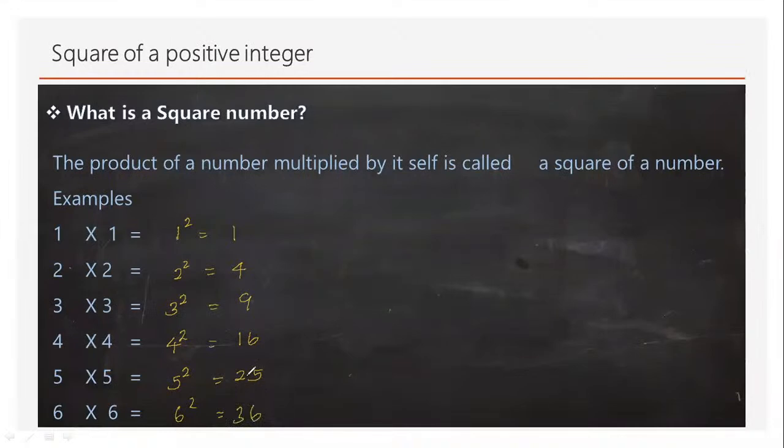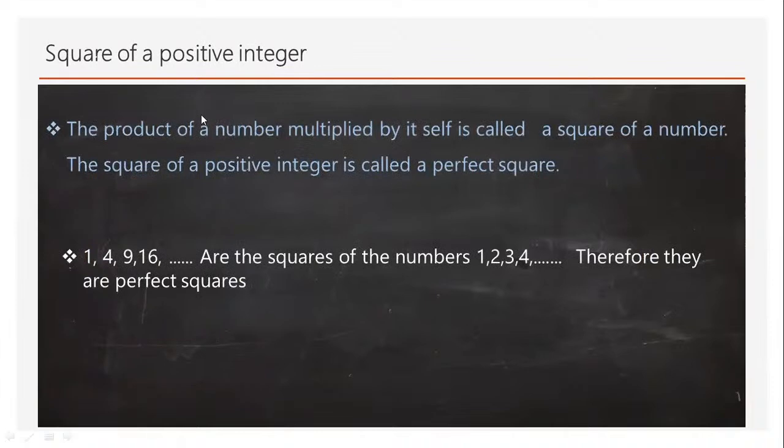This type of numbers are called square numbers. 1, 4, 9, 16, 25, 36. These are square numbers. The product of a number multiplied by itself is called the square of a number. The square of a positive integer is called a perfect square.